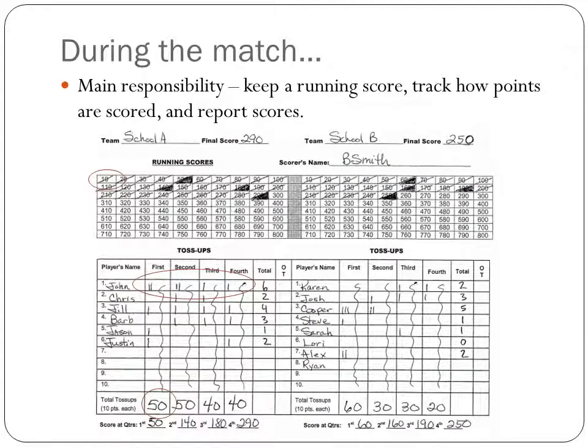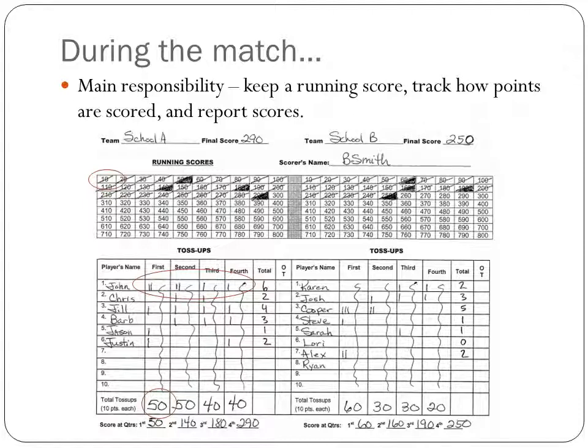During the match, each correct answer earns 10 points for the team who answered correctly. If a team member answers a toss-up question correctly, place a tally next to the player who answered. Be sure to put the tally in the correct period. Then slash the next number in the running score at the top. The running score should always be updated after each correctly answered question.